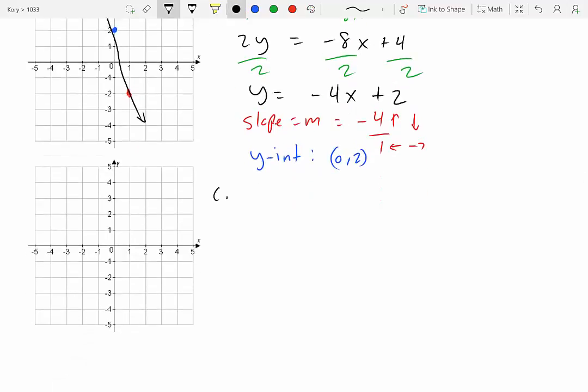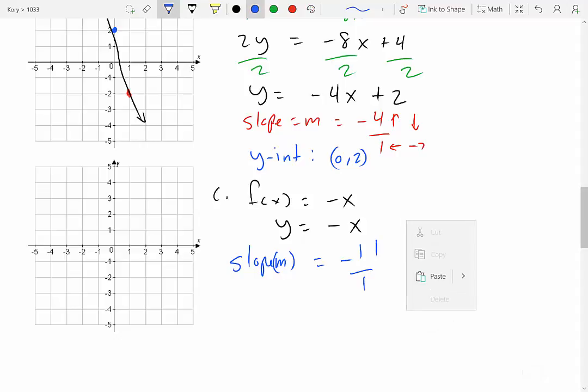So C is f of x equals negative x. Now, what do we know f of x the same thing as? Well, that's the same thing as y. So now we want to identify our slope, which is our m, and that's negative 1 over 1. So I can go down and right, or up and left.